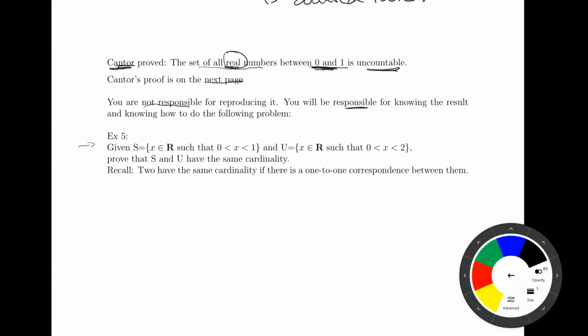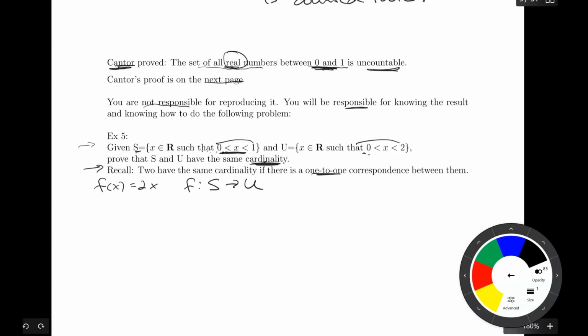Okay, so what do we have to do? You just get to use that result. So here are the numbers between 0 and 1, which is uncountable. So this is kind of saying make up a function that shows that this has the same cardinality. And what does that mean? I need to make up a one-to-one correspondence, so I need to make up a function between here and here, 0 to 1, 0 to 2. Let's make up the function 2x, where the function goes from S to U, takes this and multiplies it by 2. That gets out to here.